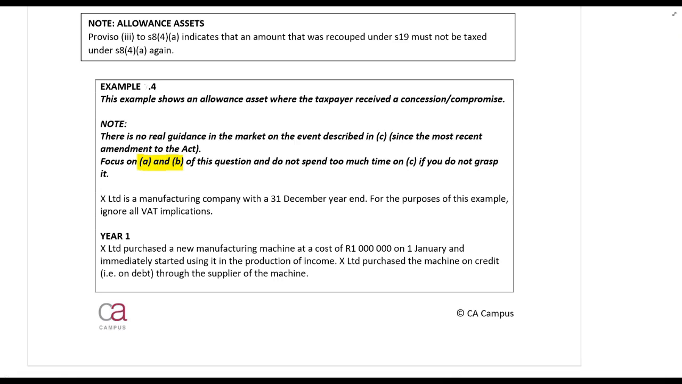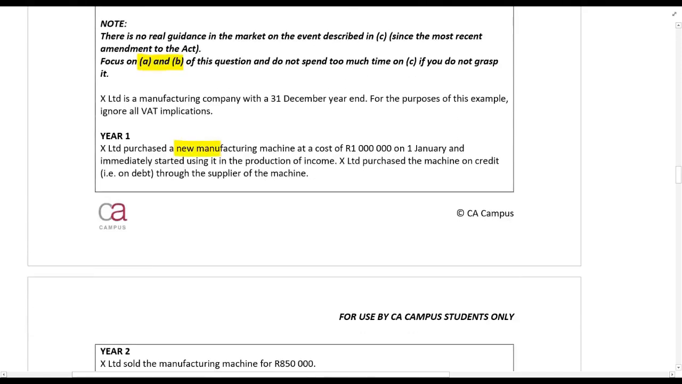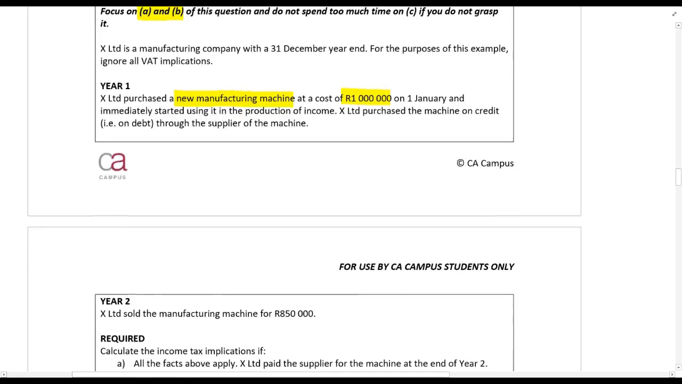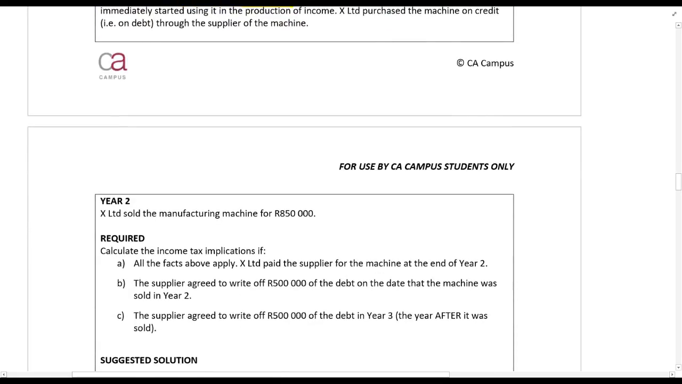So let's go. X Limited is a manufacturing company for 31 December year end. X Limited purchased a new manufacturing machine at a cost of R1,000,000 on the 1st of January and immediately started using it in production of income in year 1. In year 2, they sold it for 850,000. Okay, so now I ask you, if all of the above facts apply, what are the income tax implications?